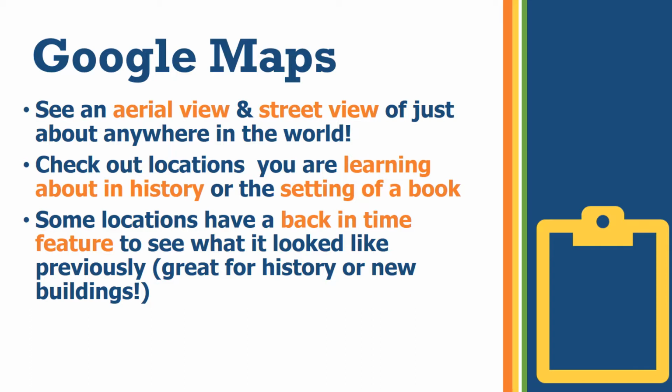So if a book is written and it has a real life location, you can actually go there to see what it looks like. Some locations have a back in time feature that allows you to reverse time and look to see what the location looked like previously, which is great for maybe historical buildings, or if a new building is being built, you can see the progress of it being built. So let's check out some Google Maps.